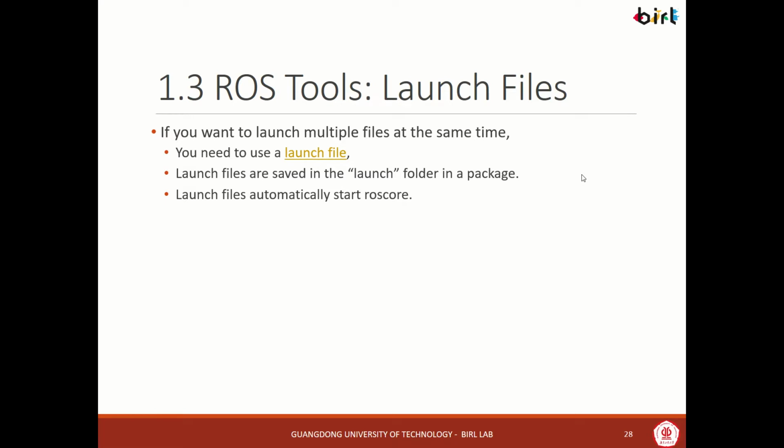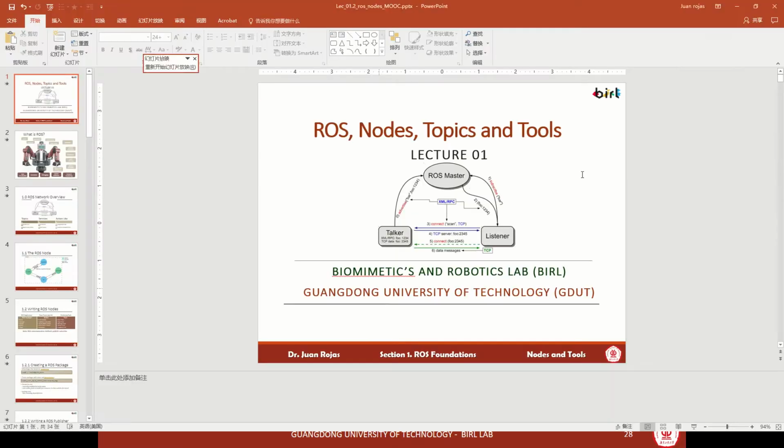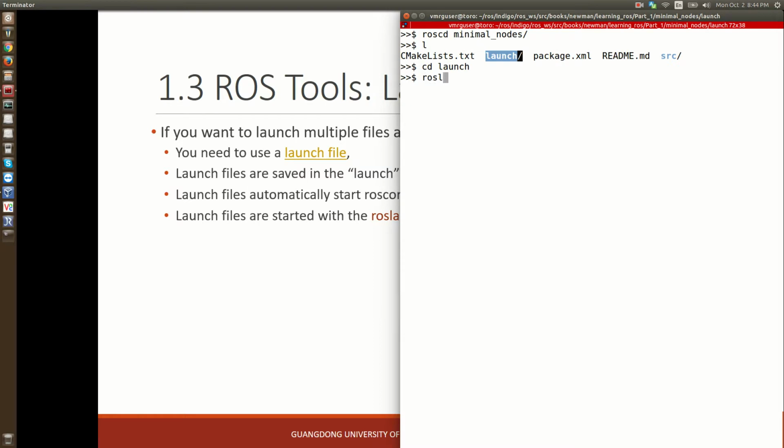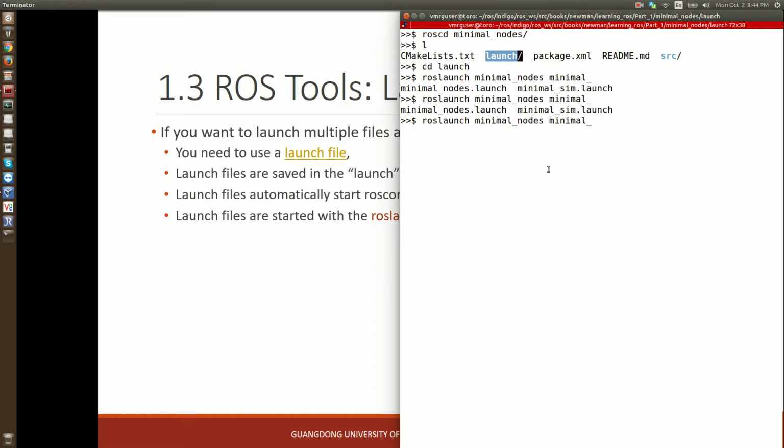Launch files, when they're run, can automatically start ROS core. To do that, we use the ROS launch command. The ROS launch command would use the package name and then the name of a launch file. In our case, I'll introduce you to minimalnodes.launch in a second. Okay?